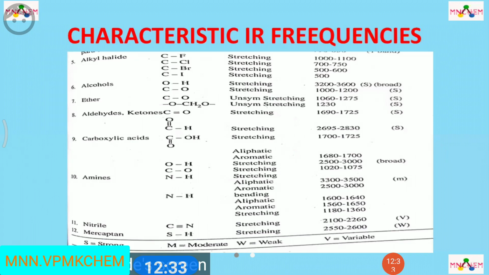Carboxylic acids have typical carbonyl stretching frequencies in the range of 1700 to 1725. And in carboxylic acid, we have an OH stretching frequency which is slightly lower than alcohol, in the region of 2500 to 3000 per centimeter. So these are a few characteristic IR frequencies for different functional groups.